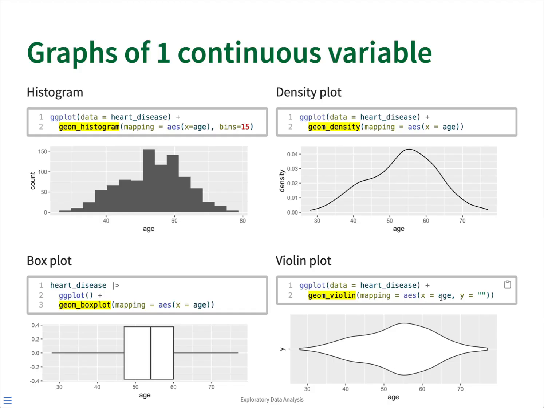What's a bit different about the violin plot is that y is the required aesthetic mapping. However, we want our violin to be horizontal to match the other graphs, which means that actually we want to put our variable on the x-axis like we've done here, x equals age. However, the violin plot won't work unless we put something on the y-axis. So here we've just put an empty character string, opening and closing quotation marks with nothing in the middle.